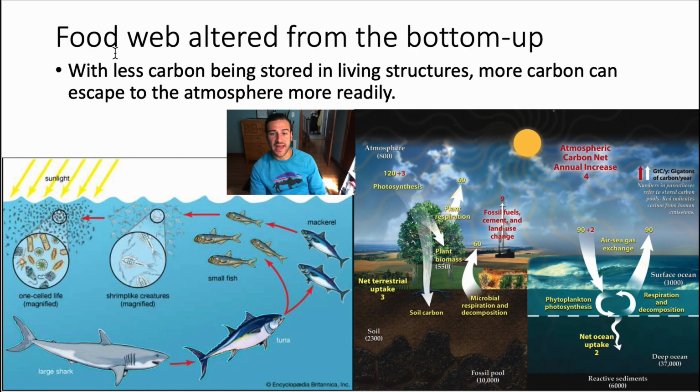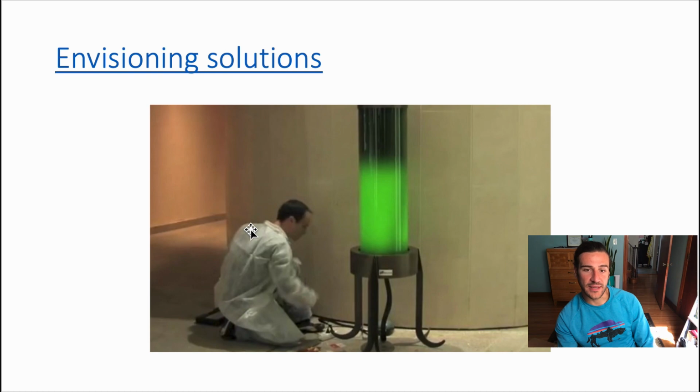So again, we have this food web that is being altered from the bottom up. So with less carbon being stored in living structures, more carbon can escape to the atmosphere. We see this food web, especially with these apex predators that are long-lived. They're going to live for 70 years, but if that carbon is not being trapped in these food webs, that carbon can then leave the marine habitat and re-enter the atmosphere, and we can get that thickening of that insulative gaseous layer around our planet.